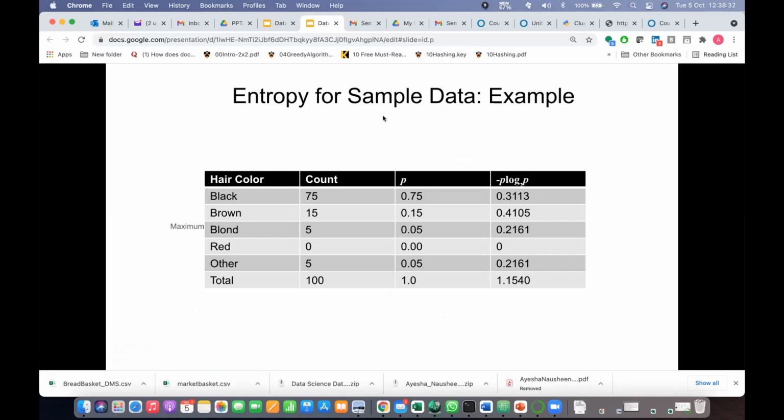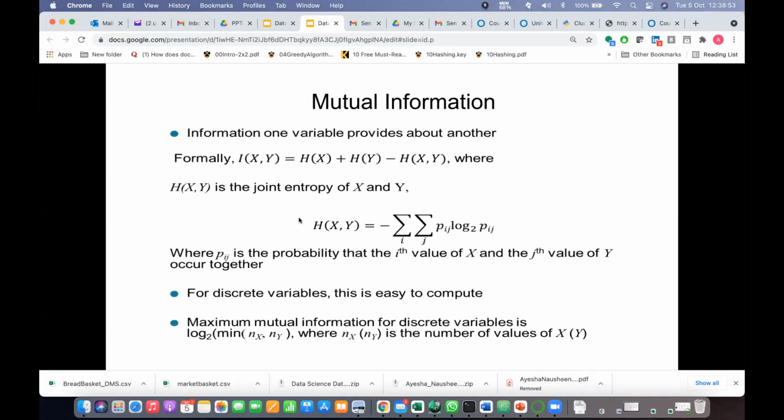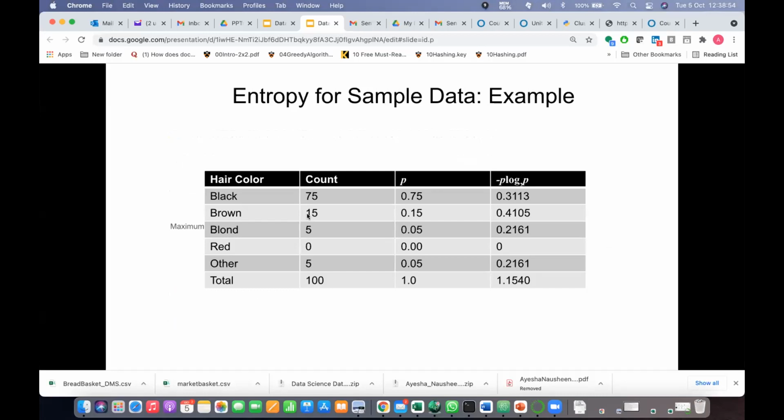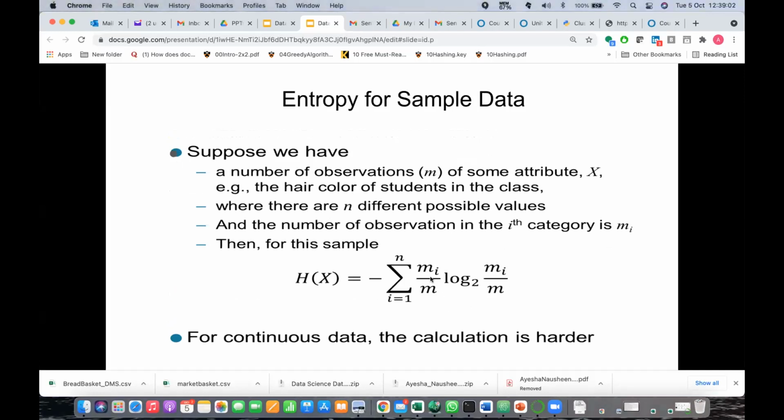Entropy for sample data. Some other data set is taken here, then the count, then the probabilities, then minus p log p, and you can compute the entropy there. For the sample data we have taken, use this formula and compute that. Here probabilities come from mi by m: how many times the outcome mi appeared, over the total number of outcomes m.